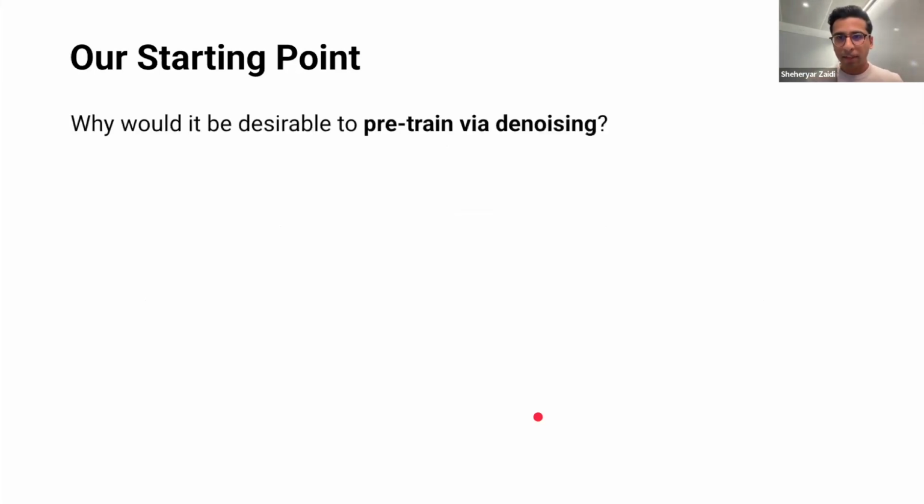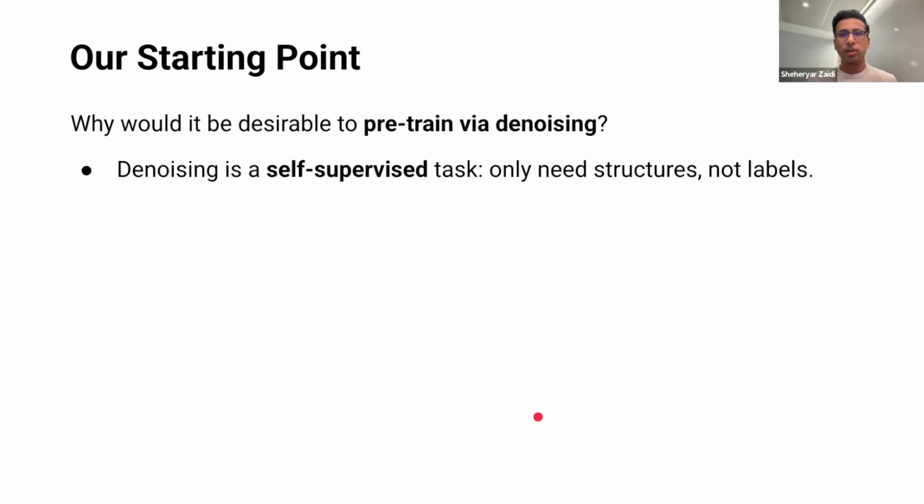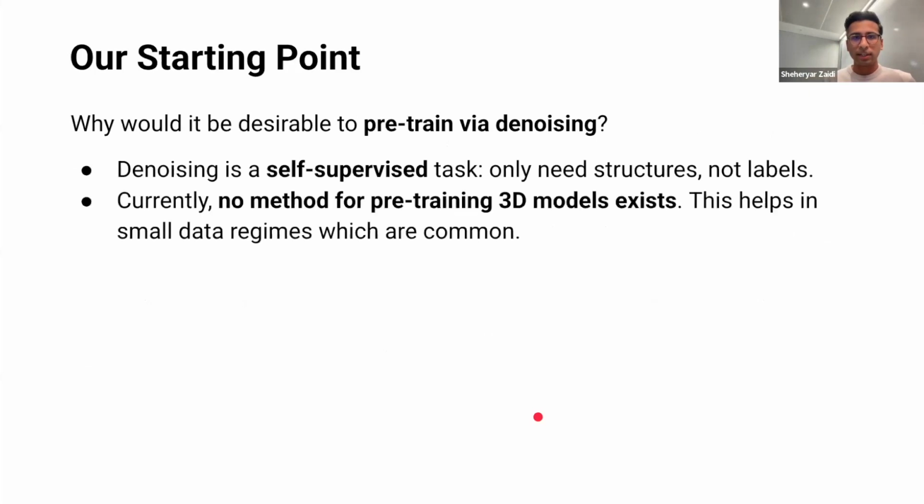Okay, and so suppose that pre-training about denoising works. What are the benefits of that? One thing is denoising is a self-supervised task, which means that we need only structures, not labels. So we can use it on data sets like that. Another thing is, when we wrote this paper, at least, and I think to some extent still now, methods for pre-training 3D models didn't exist. For example, if you look at QM9, some of the best models on that would usually be coming from new architectures improving the state-of-the-art performance over there. So that was one thing, to come up with a pre-training method that actually helps a lot in practice.